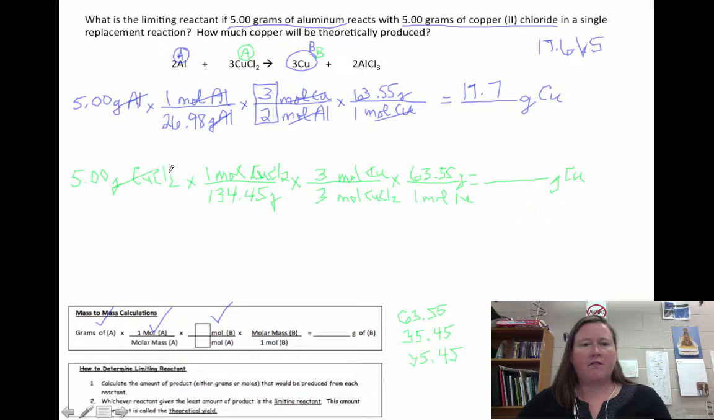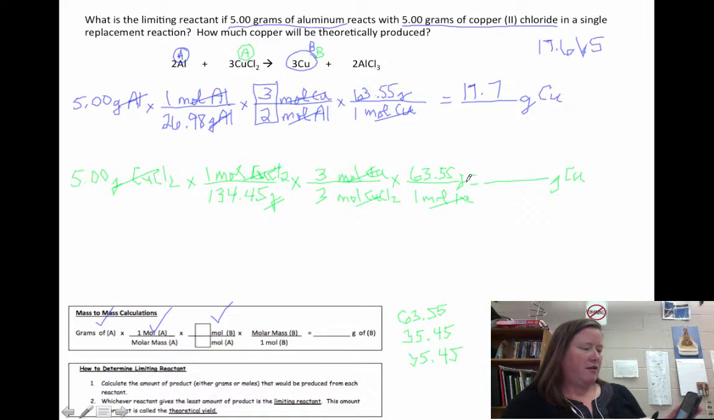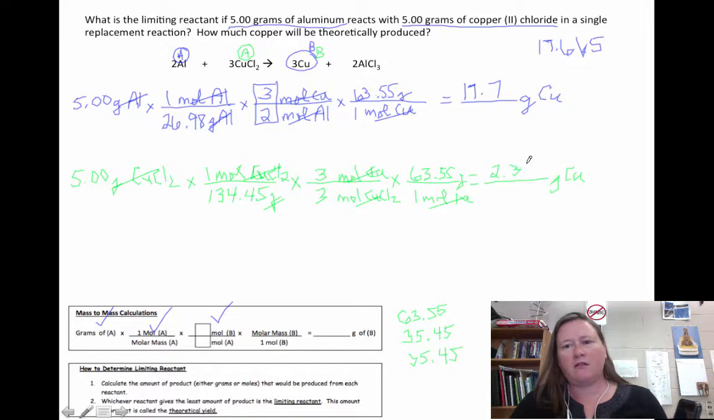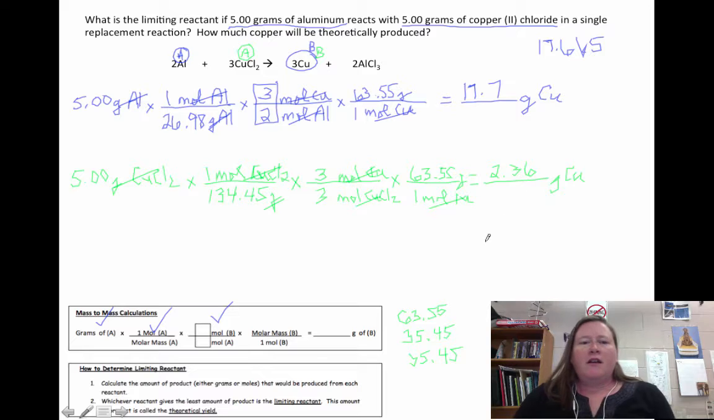And my grams of copper cancels. My grams of copper chloride cancels, moles of copper chloride cancels, moles of copper cancels. And I will plug this into the calculator. 5 divided by 134.45 times 3 divided by 3 times 63.55. And I get 2.363. And if I round this to 3 sig figs, that is 2.36.